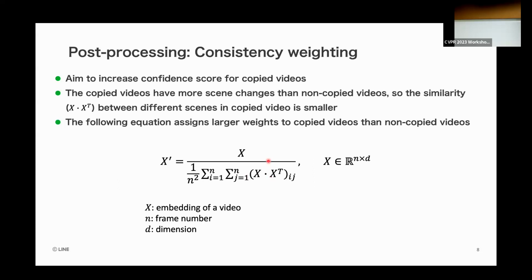So we propose this equation, where x is the original embedding of a video, and x prime is the processed one. N is the frame number, and D is the dimension. This equation naturally assigns larger weights to the copied videos than non-copied videos.